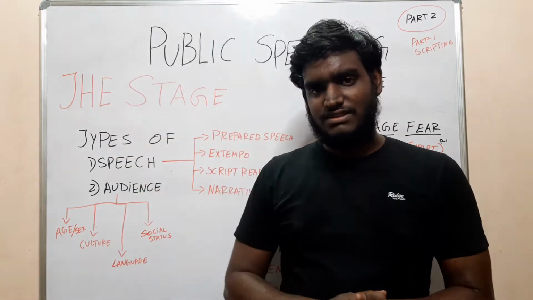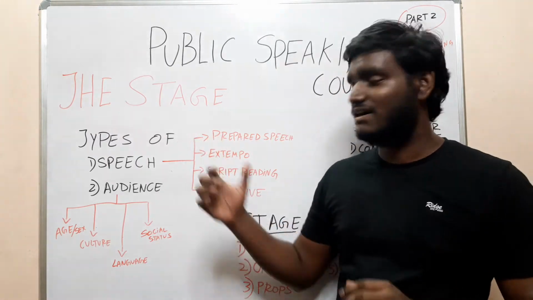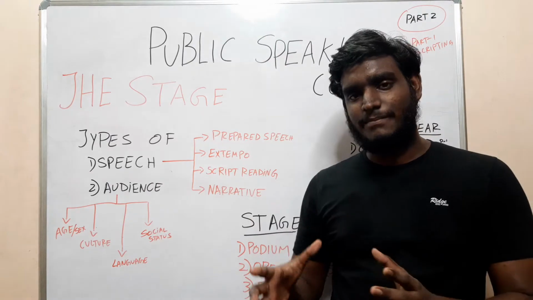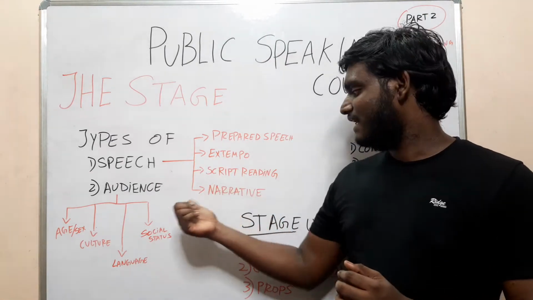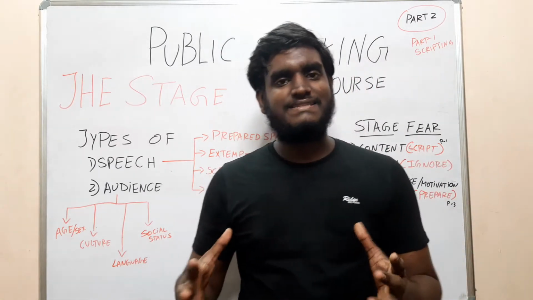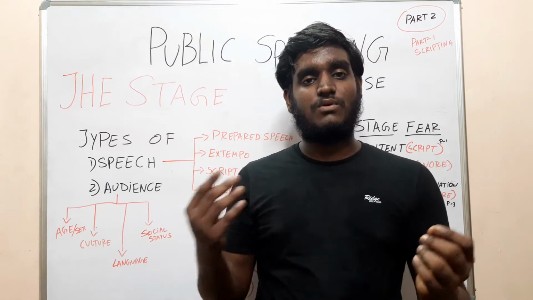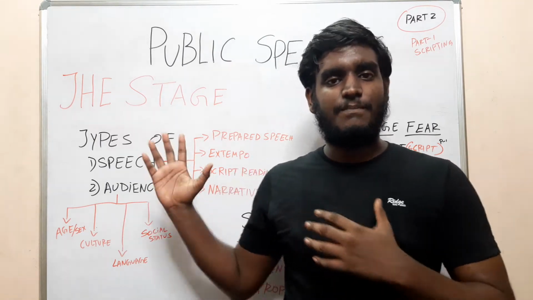So let's start with the types of speeches. There are four main types of speeches basically. The first thing is a prepared speech. Second thing is extempore. Third thing is script reading. And the final thing is narration. So when it comes to a prepared speech, it generally means we prepare a speech, we have it by heart without having any prompts or notes. We just give the speech. That's called a prepared speech.